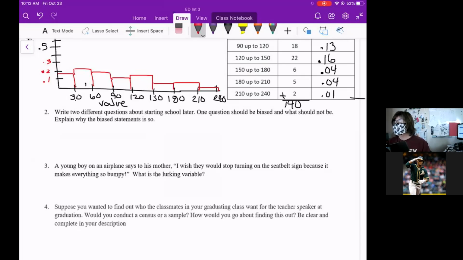A lurking variable is something that is affecting your outcome that you have no control over. Marlon? Yeah, turbulence. So the lurking variable is turbulence, because that's what's causing them to turn the light on. The turbulence is causing the plane to shake, which is causing them to turn the light on. Okay? So that would be the lurking variable. A lurking variable is something that's outside the control of the person. Okay?